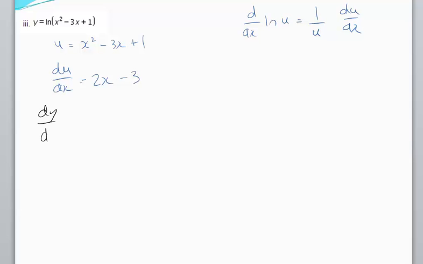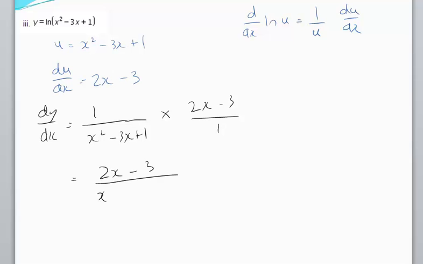Dy on dx will be equal to 1 on u, 1 on x squared minus 3x plus 1, multiplied by du on dx, which is 2x minus 3. And this is a fraction over 1, so it's going to be 2x minus 3 on x squared minus 3x plus 1.